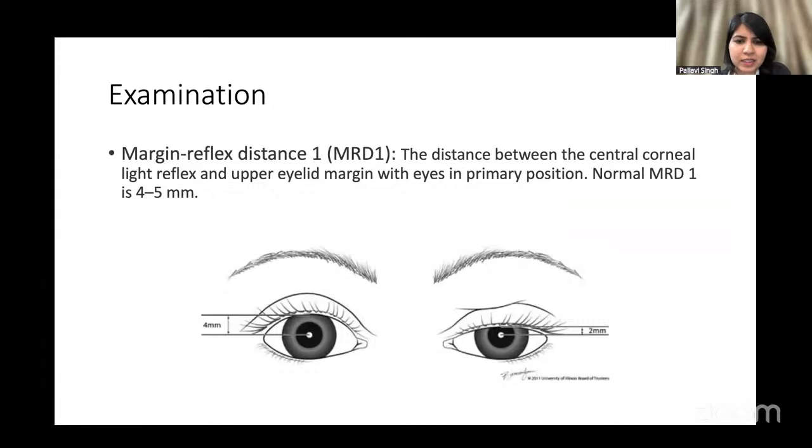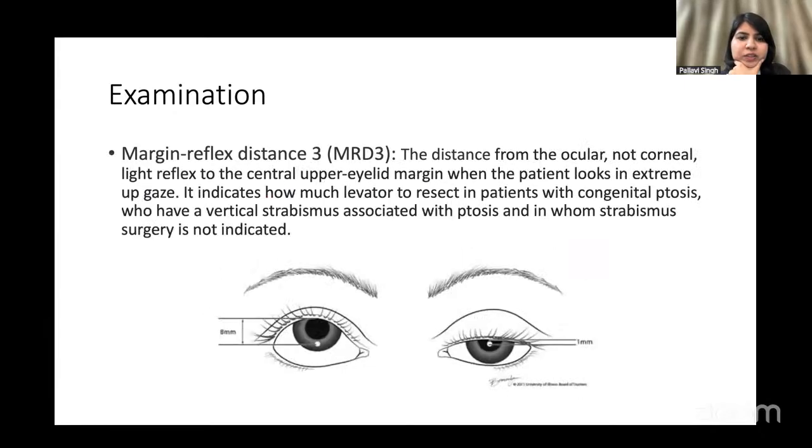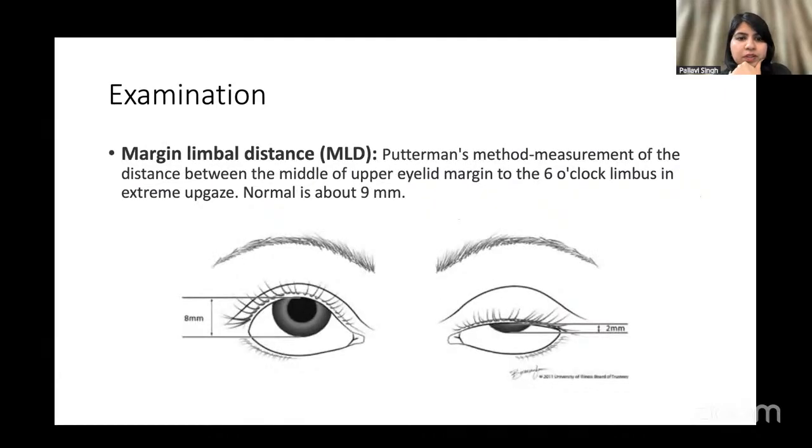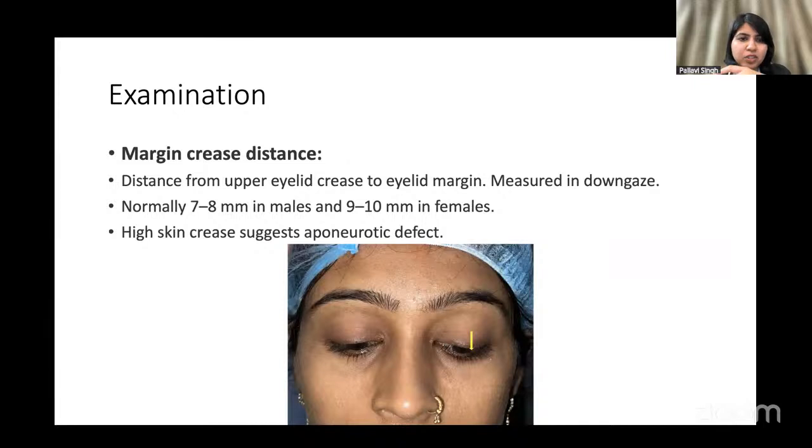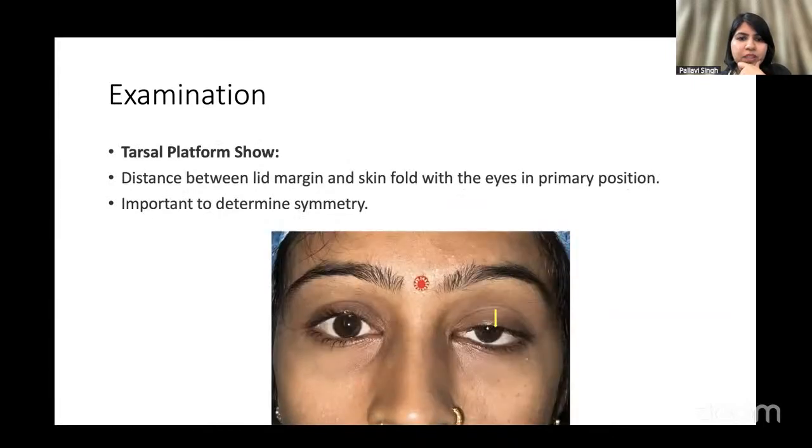These are some slides. I think we can quickly rush through them, but this is just documenting the specific things that you need to document during your ptosis examination, which is the margin reflex distance 1, the margin reflex distance 2, and MRD3. This is when the eye is looking up, the margin to limbus. There are different versions of the findings that the examiners like to know: the palpebral fissure height, and the margin crease distance, we talked about that.